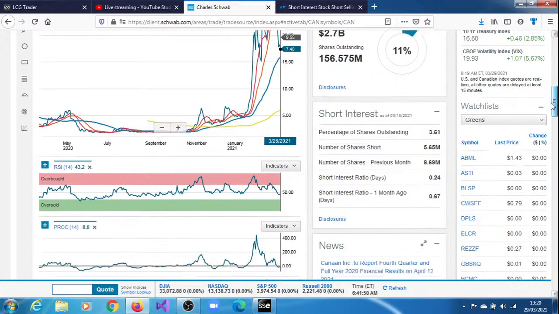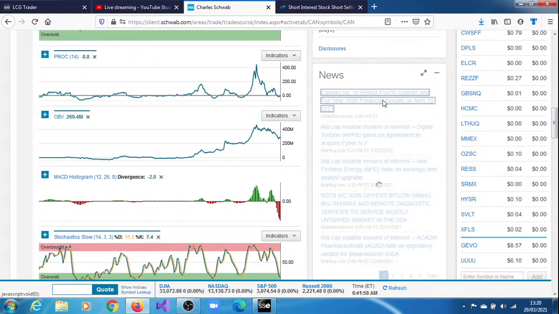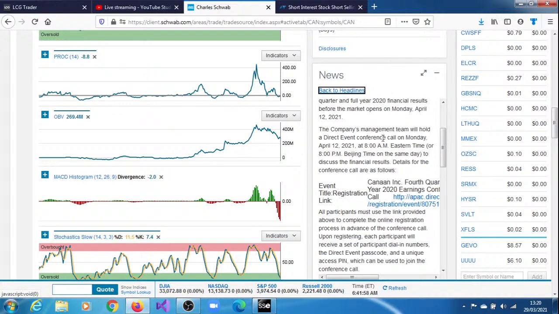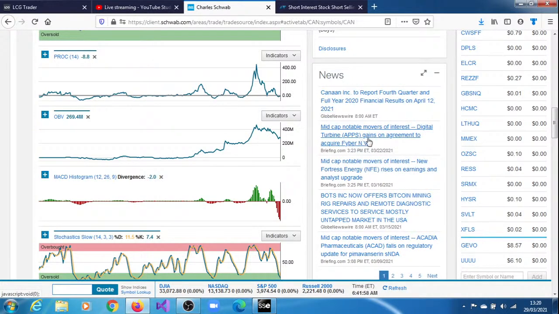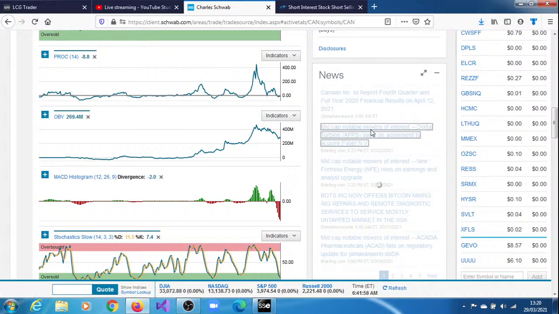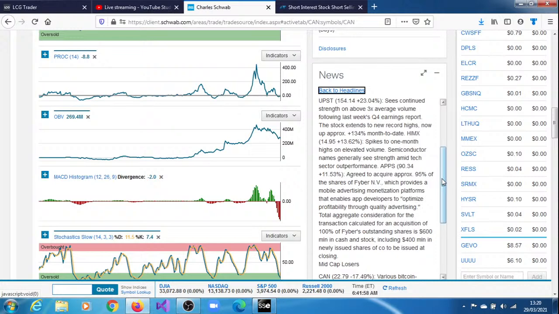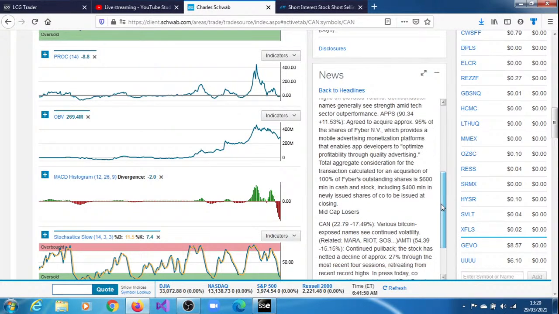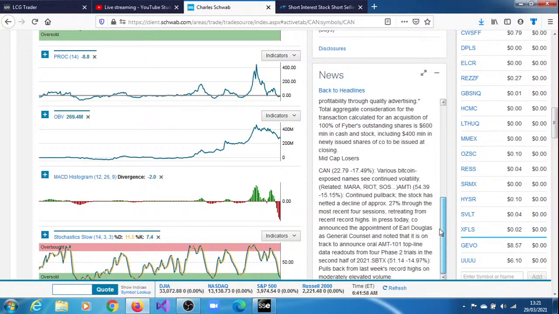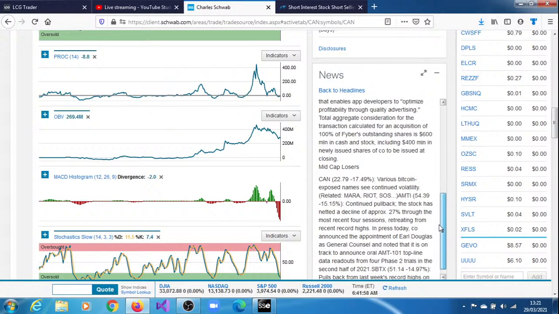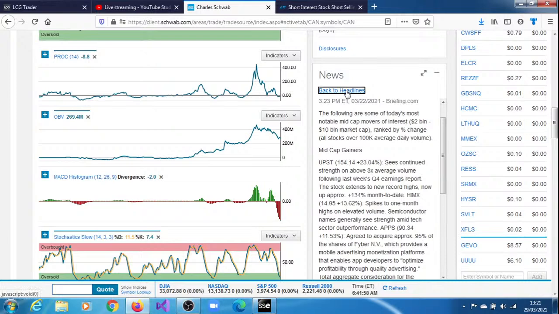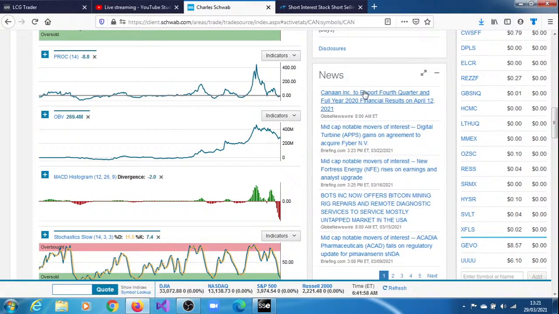Let's see if we can find any news concerning it. Yeah, it says here today, Canaan Inc. to report fourth quarter and full year 2020 financial results before the market opens on April 12th, 2021. Mid-cap notable movers of interest. Let's see if we can find any news concerning Canaan. Okay, it was actually a loser, but has since gained again. So no, sorry, that's not fresh news. That's the only fresh news: it will announce earnings outcomes on the 12th of April.